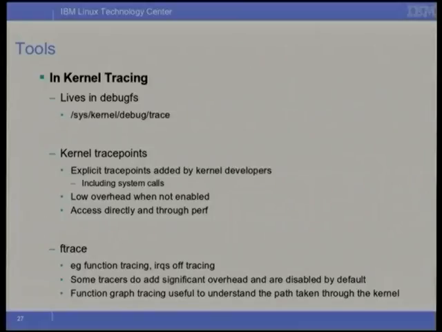And they're added by kernel developers. Someone decides this is a good place to put a trace point. Dave might decide in XFS he needs one here, so that goes in, and then basically anyone can exercise it and anyone can use it.